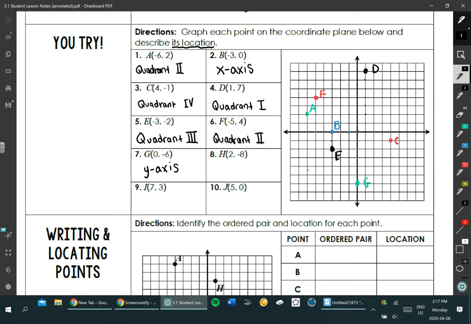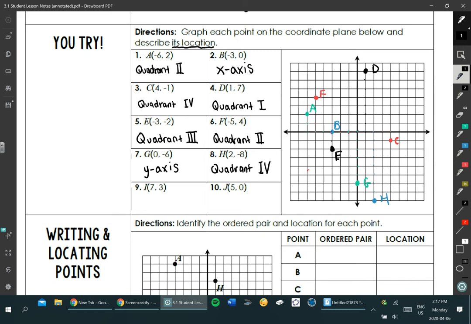Okay. Point H, let's find that. So our x-coordinate is 2, so we move to the right 2, 1, 2. And then we move down 8. 1, 2, 3, 4, 5, 6, 7, 8. Right here. H. Okay, and where's that located? That is quadrant 4.